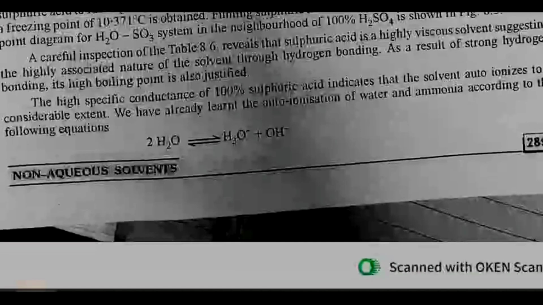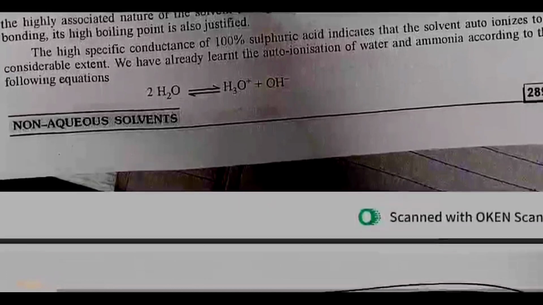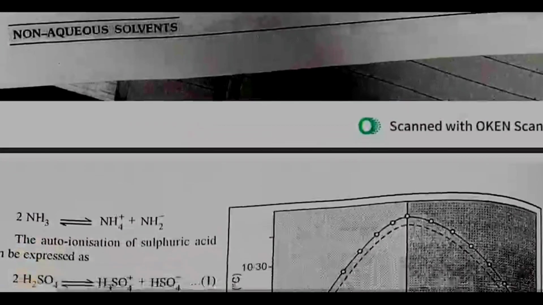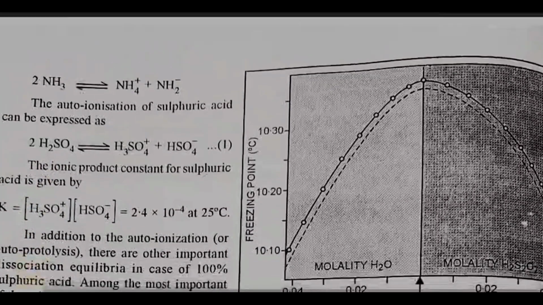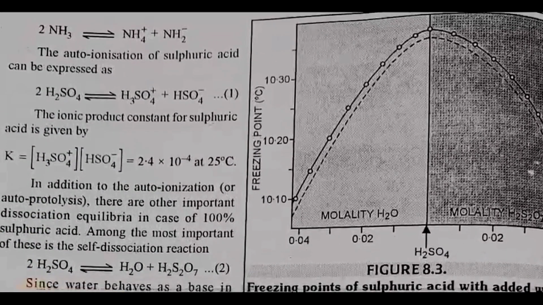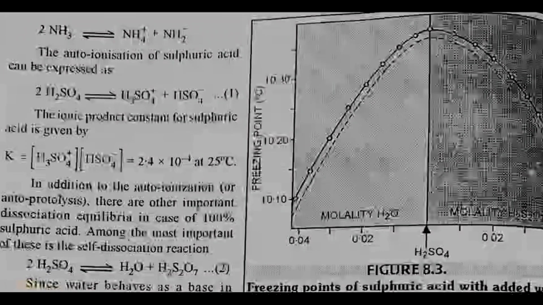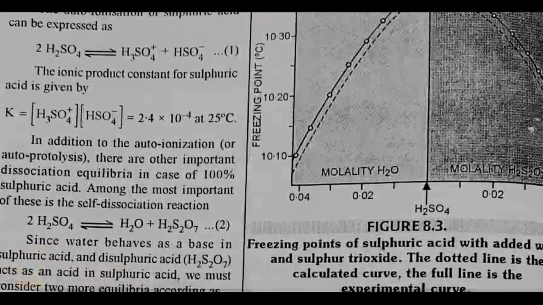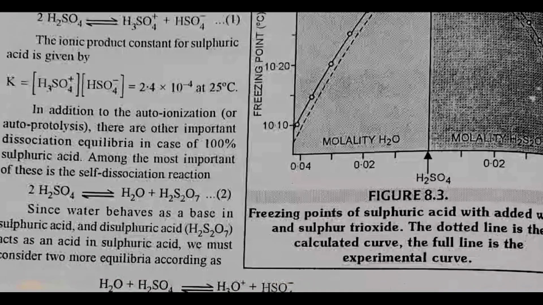We have already learnt the autoionization of water and ammonia according to the following equations. 2H2O is equal to H3O+ plus OH-. 2NH3 is equal to NH4+ plus NH2-. The autoionization of sulfuric acid can be expressed as 2H2SO4 is equal to H3SO4+ plus HSO4-. The ionic product constant of sulfuric acid is given by K equals [H3SO4+][HSO4-], which is equal to 2.4 times 10 to the power minus 4 at 25 degrees Celsius.